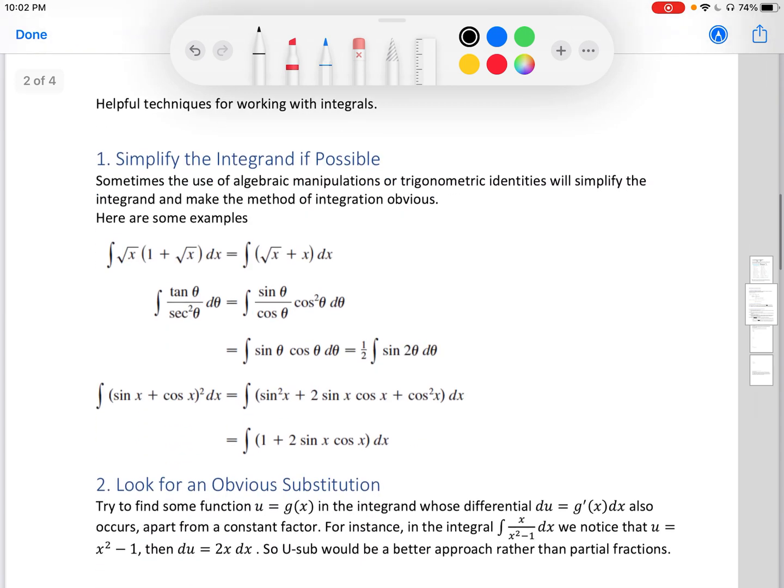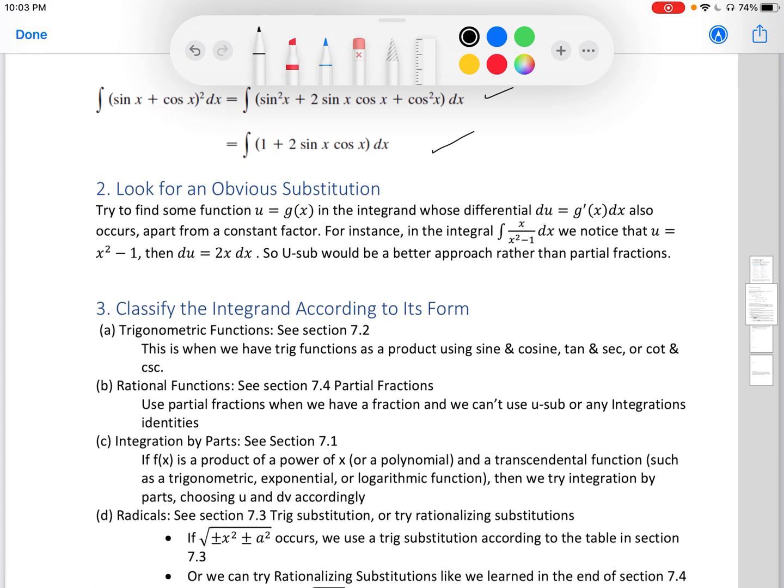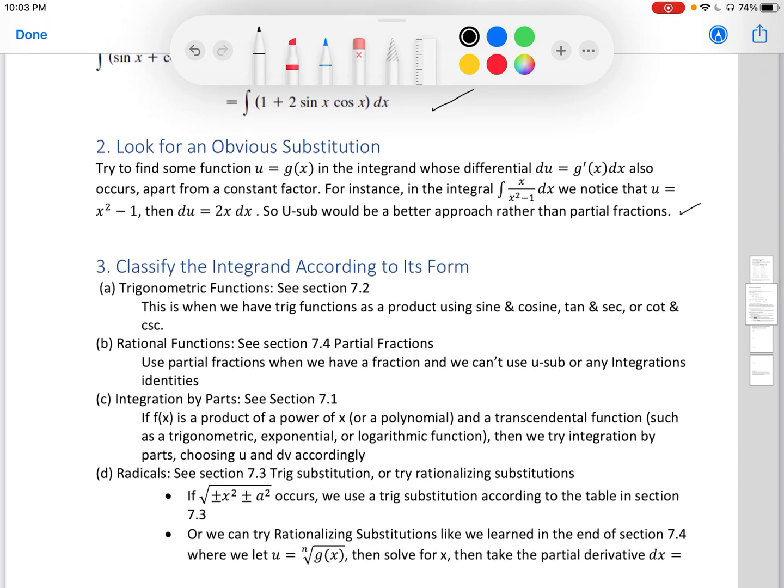So here are some helpful techniques for working with integrals. First, you want to simplify the integrand if possible. Maybe you might have to distribute, as we see here on our first one. Maybe it's worth our efforts to work with our trigonometry to fit some of our trig substitution methods, or maybe we have to change our exponents and use some trig rules. Second, look for an obvious substitution. Try to find a function where you can use maybe a u-sub, or maybe we have to use partial fractions.